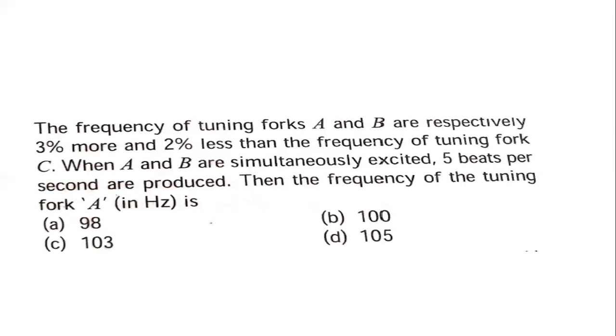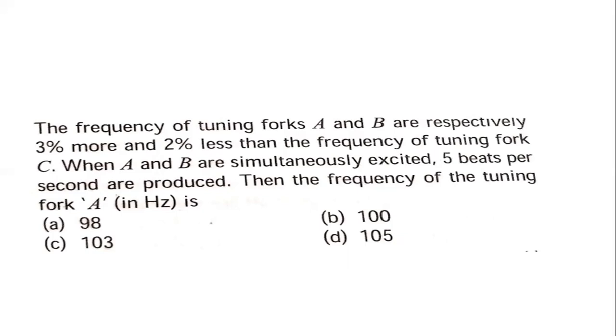The frequencies of tuning forks A and B are respectively 3% more and 2% less than the frequency of the tuning fork C. When A and B are simultaneously excited, 5 beats per second are produced. Then the frequency of the tuning fork is.